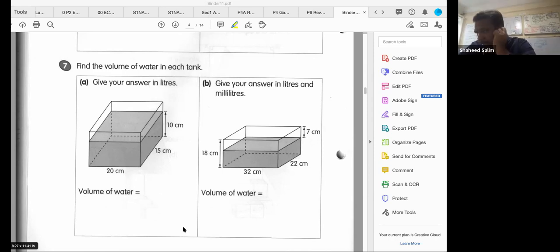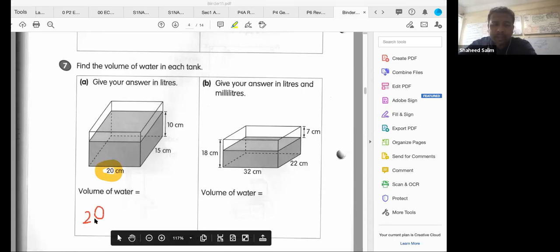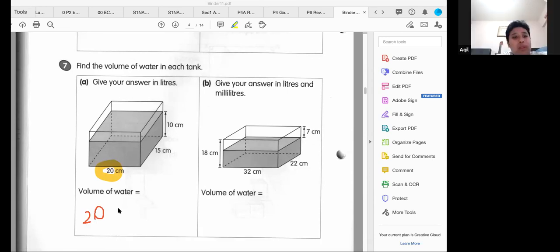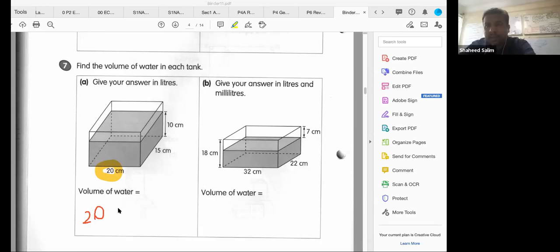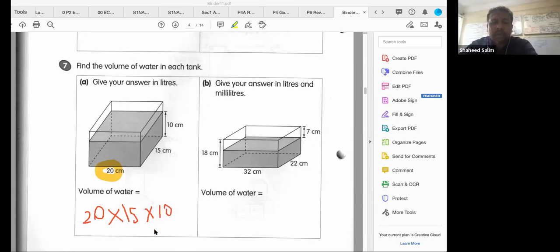Shafia? Length? 20, yeah? The length is 20. What is the breadth? What's the breadth? 15. What's the height? 10, huh? Okay, so you times this, you get 3,000.